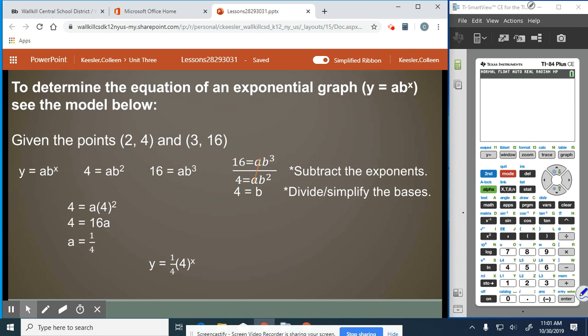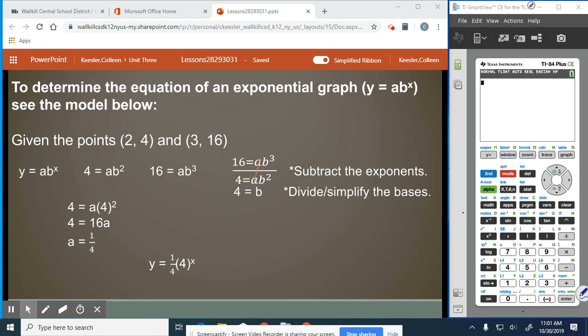So to determine the equation of an exponential graph, y equals ab to the x, see the model below. So in the model, I gave you 2 points. From the 2 points, I created a ratio right here and used that ratio to solve for b. So I have 16 equals ab to the third. How did I do that?